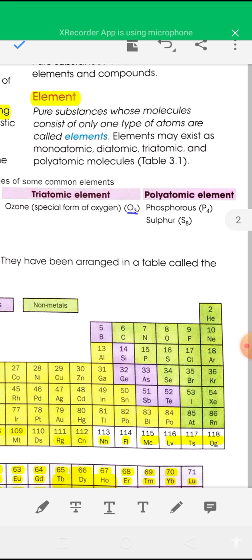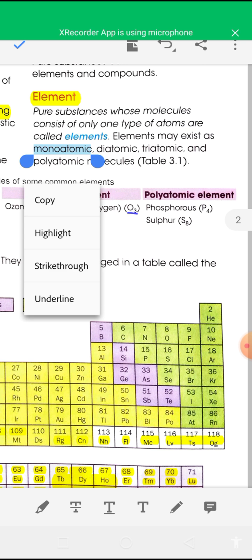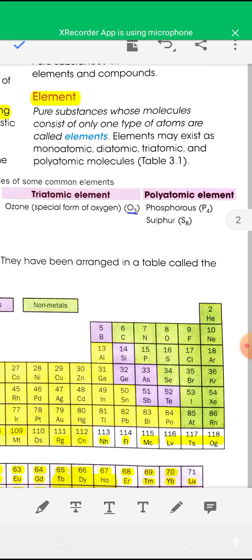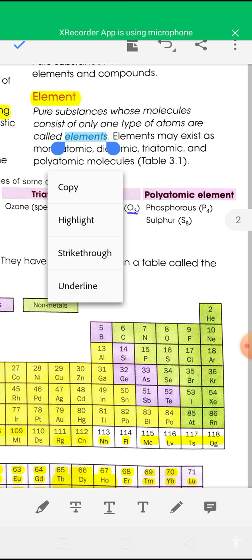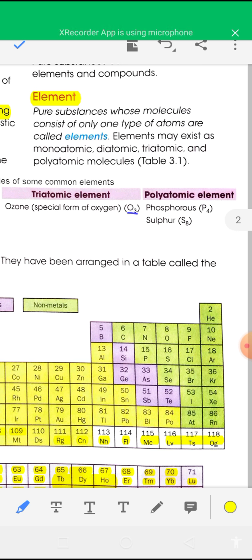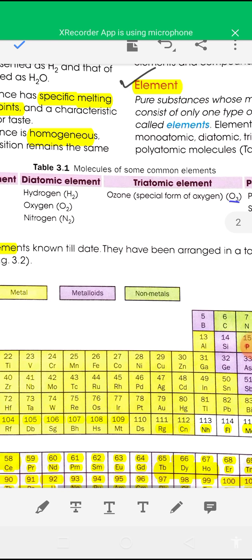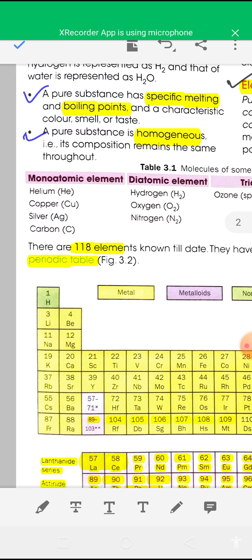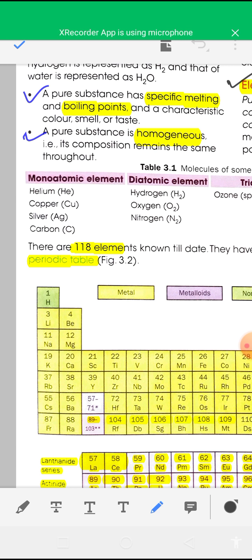Elements. Pure substances whose molecules consist of only one type of atom are called elements. And elements may exist as monoatomic, diatomic, triatomic and polyatomic molecules. Okay, so now see the different types of elements.